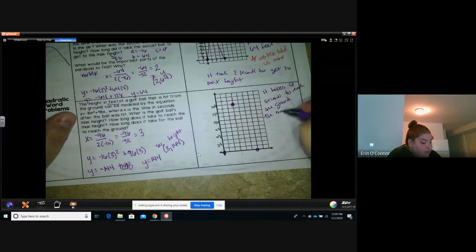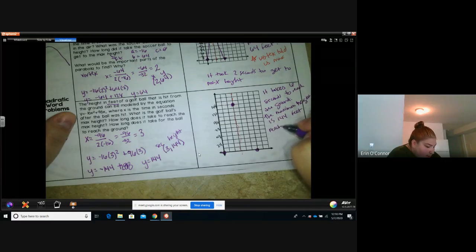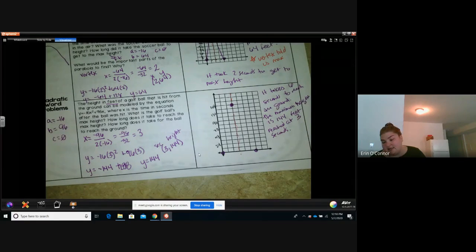The maximum height this time is 144 feet, reached at 3 seconds. So reach that at 3 seconds.